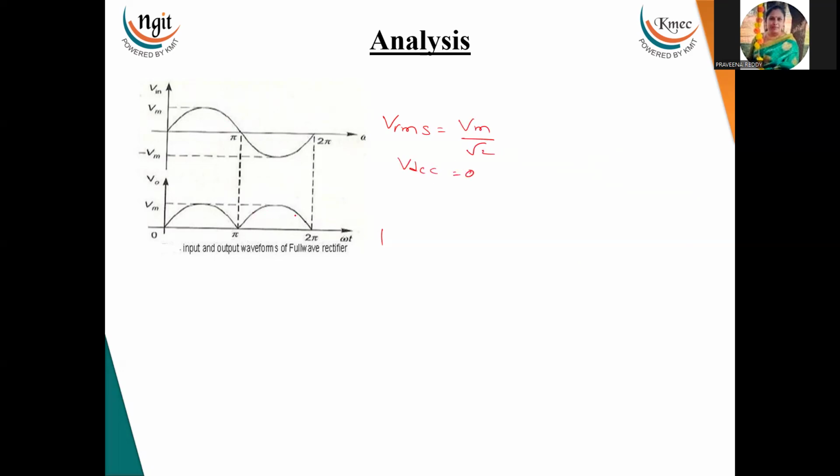Already in the full wave rectifier we calculated this. Now here, the time period is how much? 0 to pi. So frequency is 100 hertz and time is reduced to half. Here frequency is 50, so the time period is 0 to pi only. So for that, VRMS, if you calculate, is Vm by root 2 and VDC is equal to 2Vm by pi. This already we have derived in the full wave rectifier. The same analysis you have to apply over here.